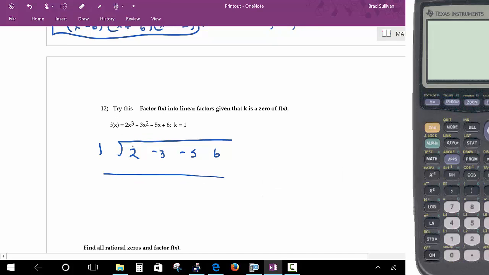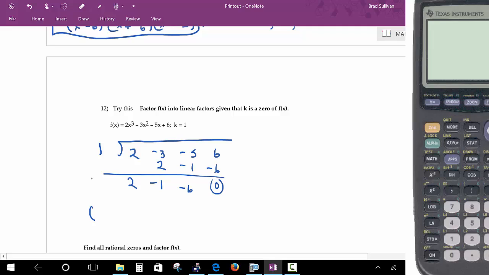So just make sure you got your synthetic division done first. So that's 2. 1 times 2 is 2. That's negative 1. Multiply, that's negative 1. Add, that's negative 6. And you got a remainder of 0. By the way, you have to have a remainder of 0, because if you don't, it's not even a factor. The problem's designed to be that way.